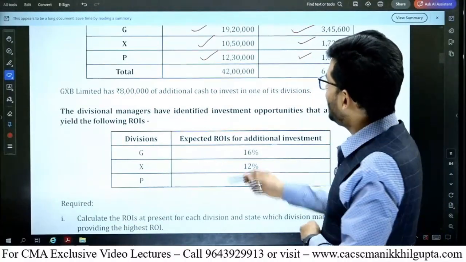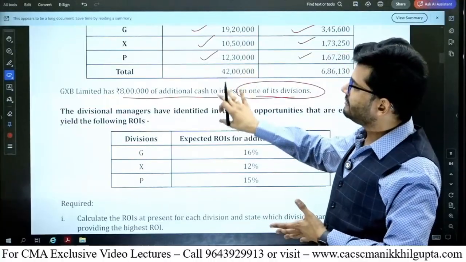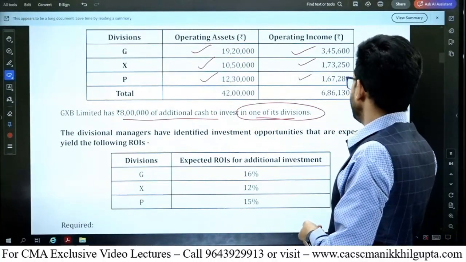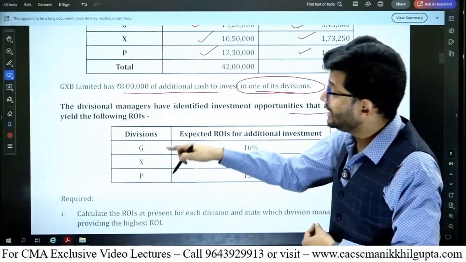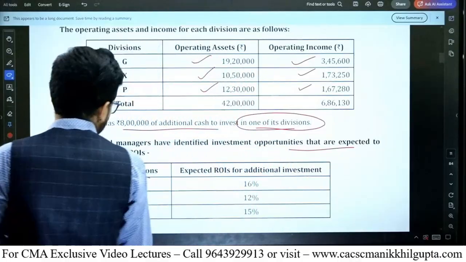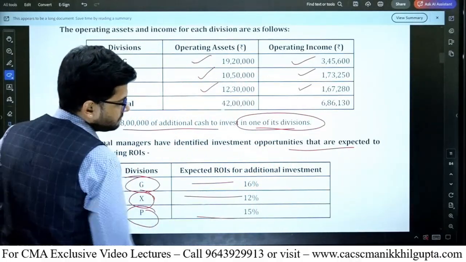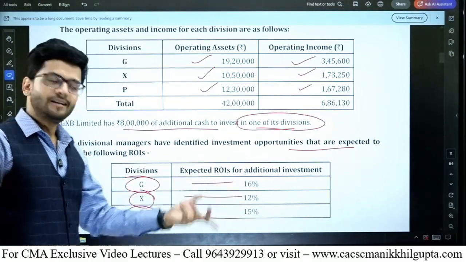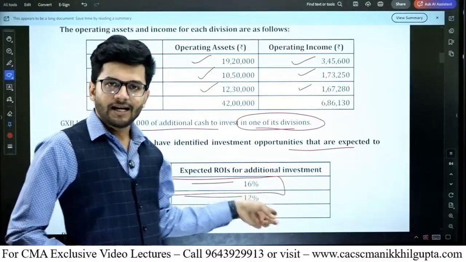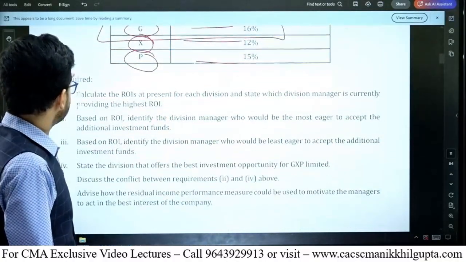GXP Limited has 8 lakh of additional cash to invest in one of its divisions. So in any one of the divisions it wants to invest an additional 8 lakh rupees, which is fair. The divisional managers have identified investment opportunities that are expected to yield the following ROIs. So if you invest this 8 lakh rupees in G, then you will get 16%. If in X, you will get 12%. If in P, you will get 15%. Which one is the highest? Of course, G. So my first reaction will be to employ the entire 8 lakh in G. That is my first reaction. But let's see what the question asks us to do.